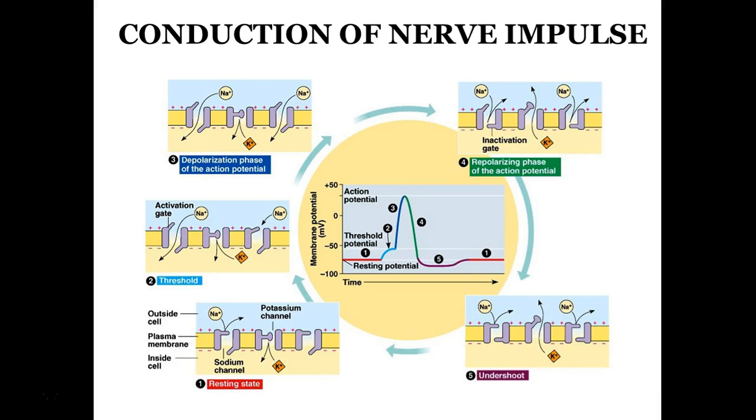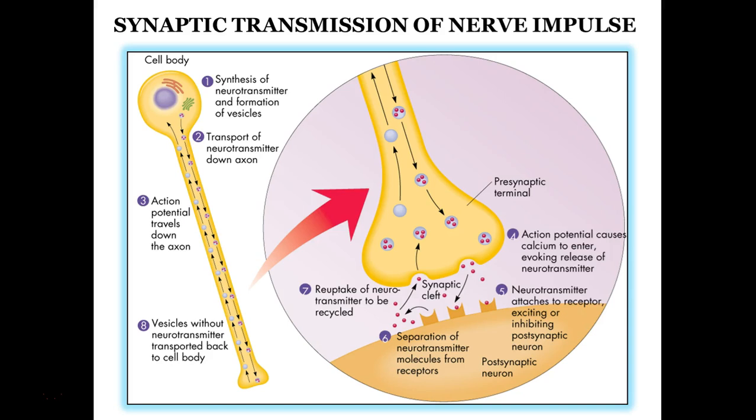Okay, shall we proceed? So the next is synaptic transmission of nerve impulse. That means transmission of nerve impulse from one neuron to another neuron. So here you can see the whole neuron. The very first step is synthesis of neurotransmitter and formation of vesicles. Then second, transport of neurotransmitter down the axon, which we have already discussed. Action potential travels down the axon, right?